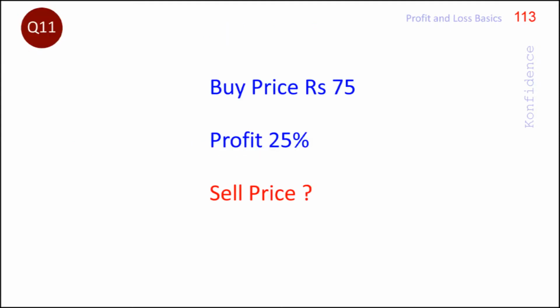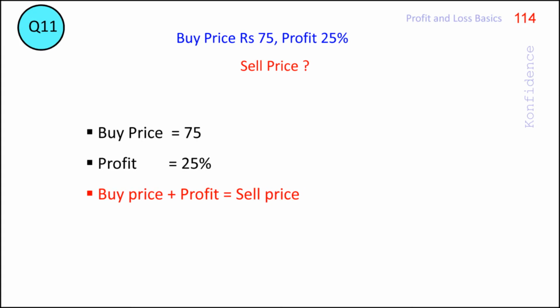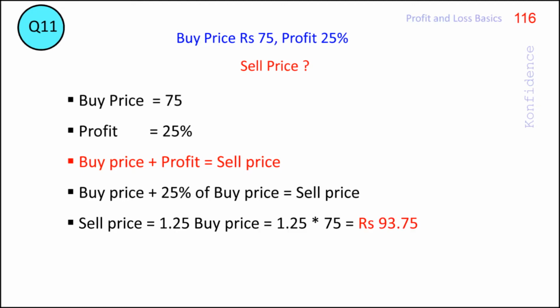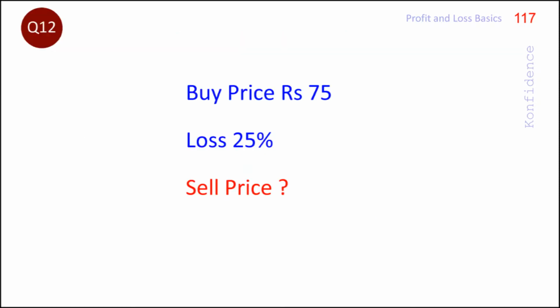Look at the next question, Q11, given in the slide. It is quite similar. Did you get the answer? I'll explain. We know buy price plus profit is equal to sell price. Therefore, sell price will be equal to 75 plus 25% of 75. That is equal to 1.25 into 75. And that will be equal to 93.75. Did you get the answer?